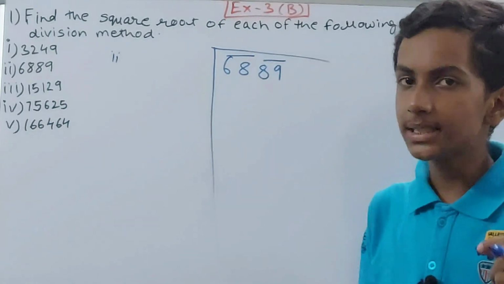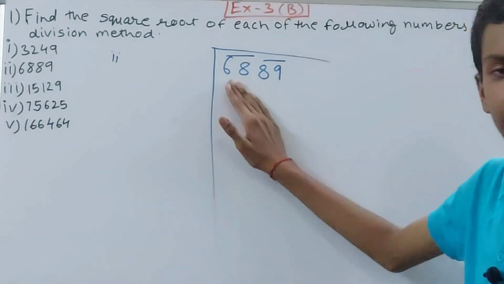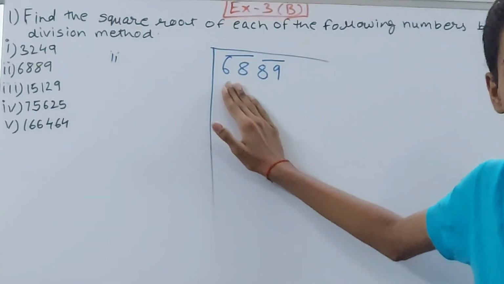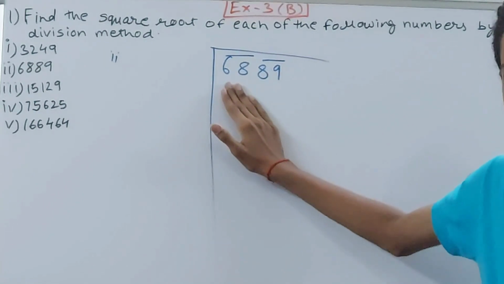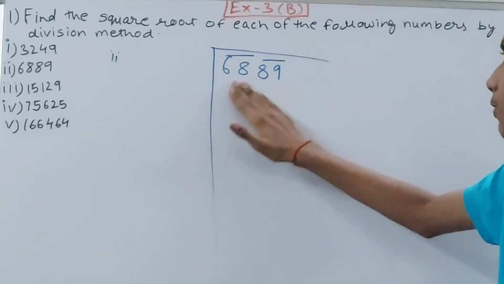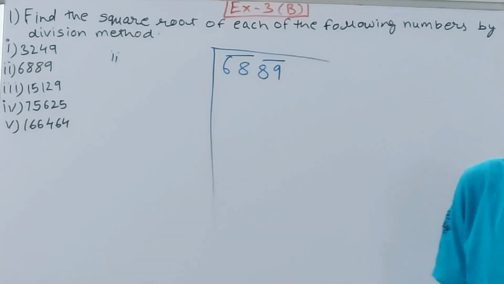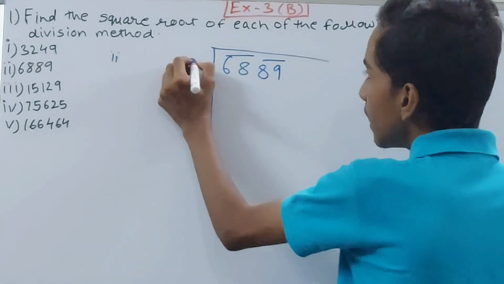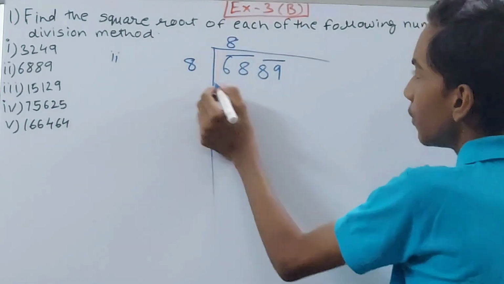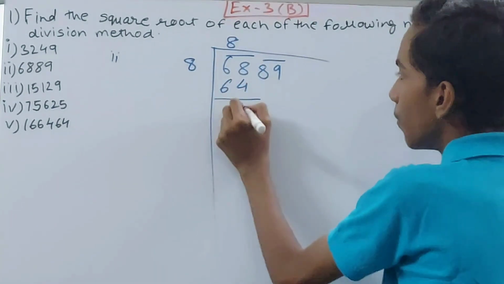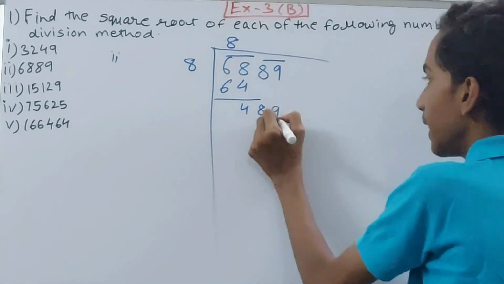Square of 8 is 64. 64 is less than 68. It is the nearest. We have to take the nearest. We cannot take the smallest, but the nearest number. So 64 is the nearest. If I take 9, 9 square is 81, which is more. So I'll go with 8. 8 here, multiply 8 into 8, 64. 4 is left here and 89 comes down.